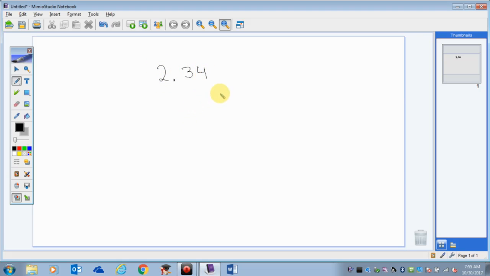So if I'm going from a decimal to a percent, if I have 2.34, to go from decimal to percent, I'm going to move to the right two places. So that's easy. 1, 2, this becomes 234%. If I have 0.17, it's going to move two places to the right. It's going to be 17%.